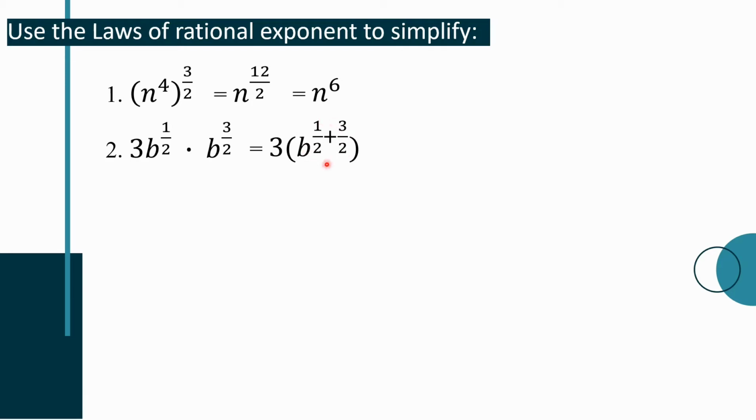So, tingnan natin yung denominators ng ating exponent. Parehas siyang 2, so therefore it is similar fraction. So in adding similar fractions, we just need to add the numerator and then copy the denominator. So that will be equal to 3 times b raised to the power of 4 over 2. And then let us simplify. 4 over 2 is equal to 2. Then 3 times b squared is equal to 3b squared. So therefore, ito po ang ating final answer sa 3b raised to 1/2 times b raised to 3 over 2. We have 3b squared.